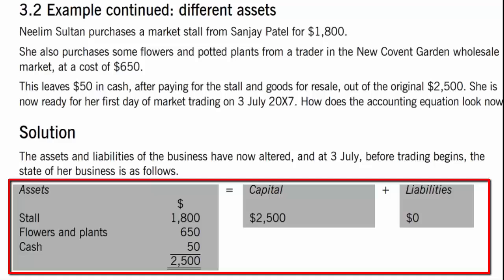$2,500 equals $2,500 plus 0. This shows us that Neelam's assets have changed form, from being all cash to being divided into different types of assets, the stall, inventory, and a small amount of cash. But the total value of assets still equals the total of capital and liabilities.